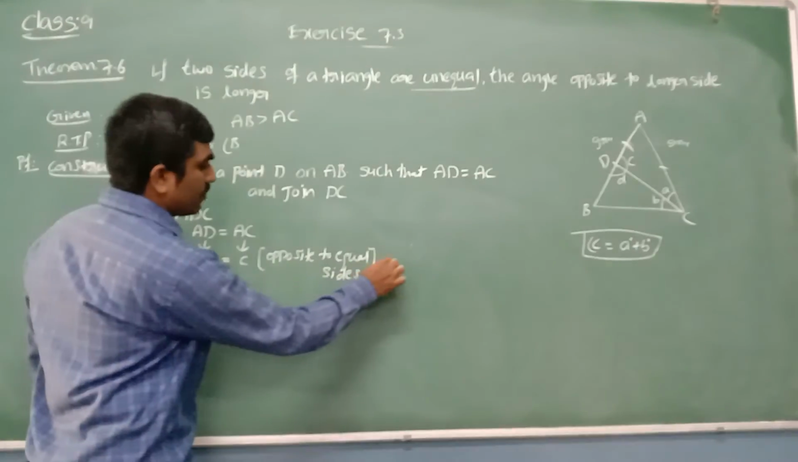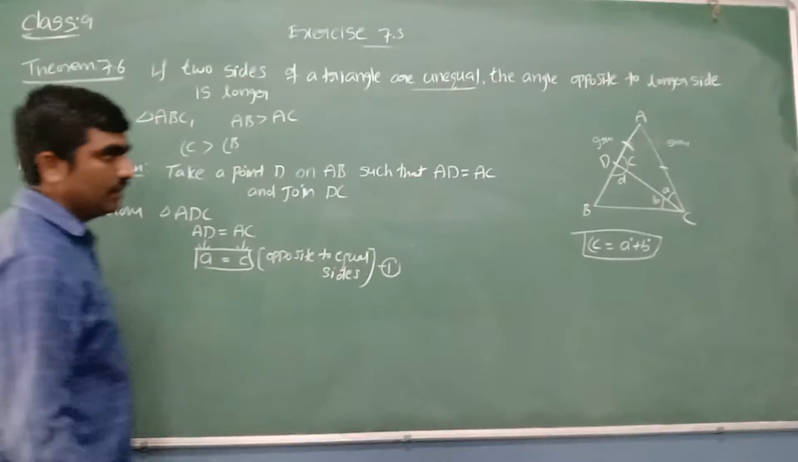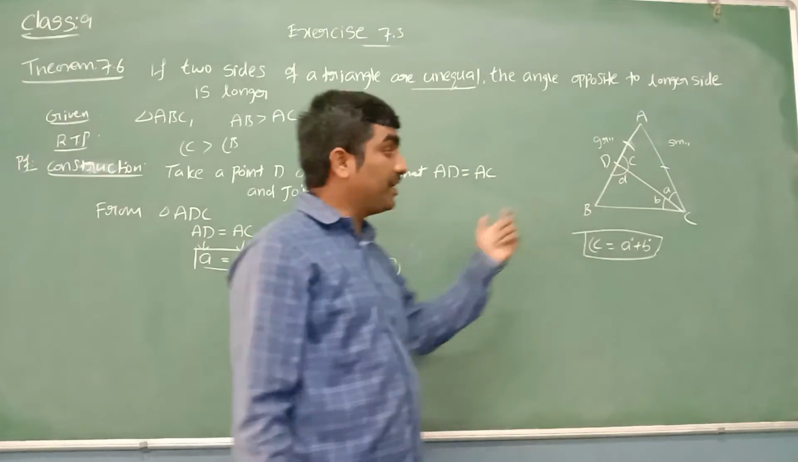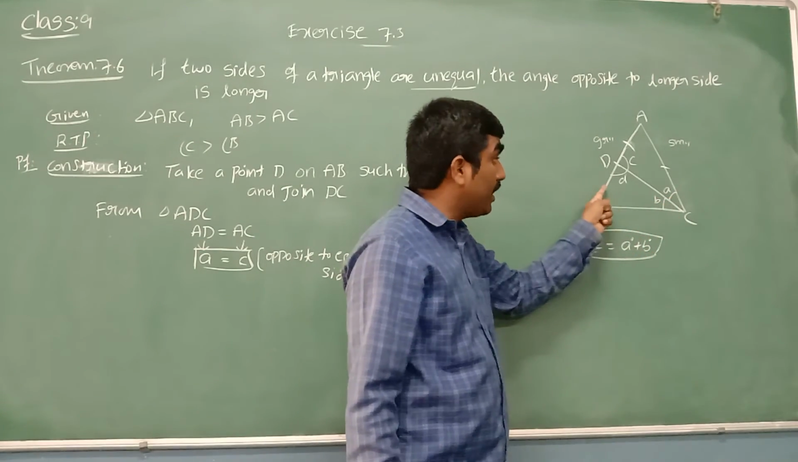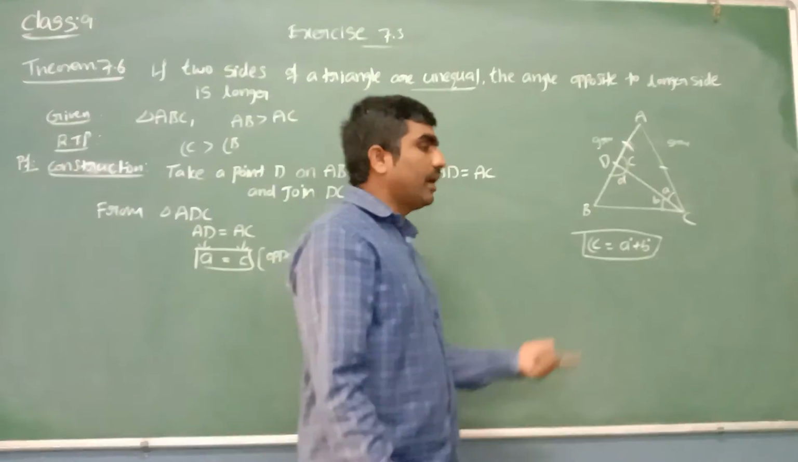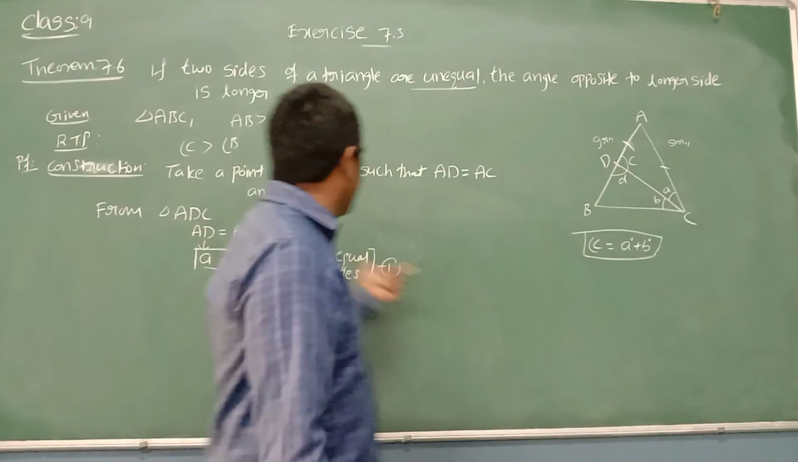So make it equation 1. A is equal to C, I got. C we can express in terms of A. See what my intention is: C is there in terms of A, so try to make angle B also in terms of A so that we can do the comparison and identify the greater one and the smaller one. For that only we are doing all these things.